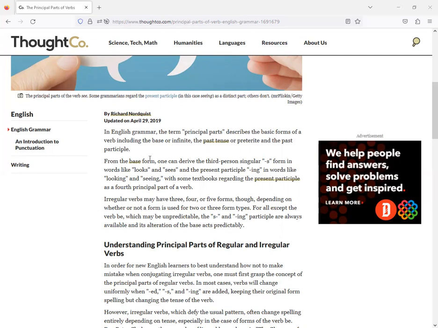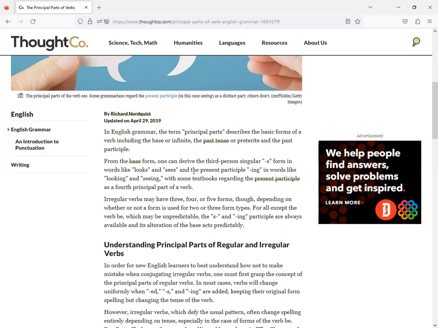Okay. So from the base form, one can derive the third person singular, like for example, look. I can say I look, we look, you look, and they look. But if the subject is he or she or it, the verb will take s. So we're going to say he looks, she looks, or it looks. Okay?